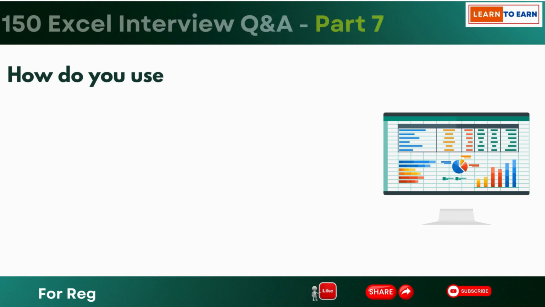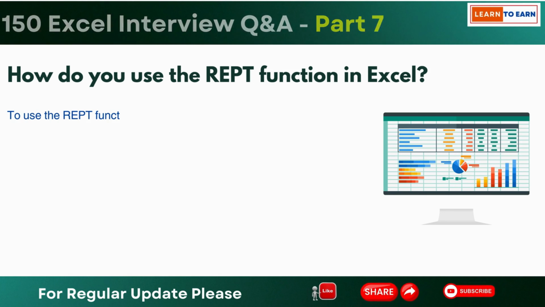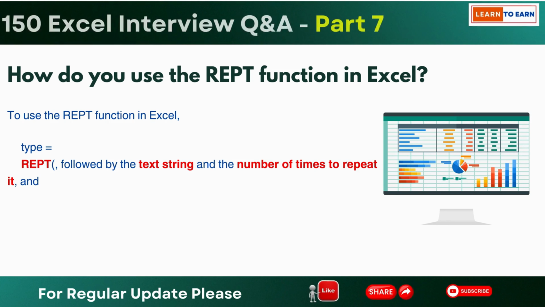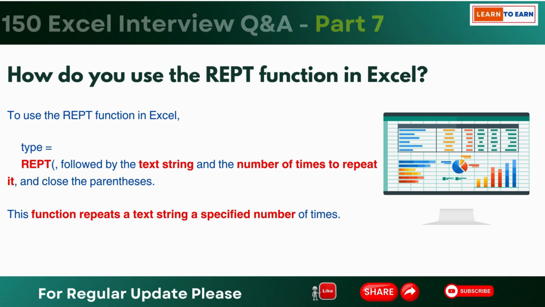How do you use the rept function in Excel? To use the rept function in Excel, type REPT followed by the text string and the number of times to repeat it, and close the parentheses. This function repeats a text string a specified number of times.